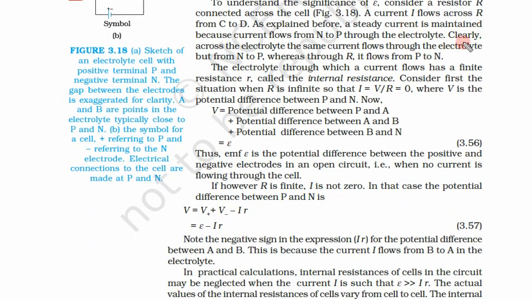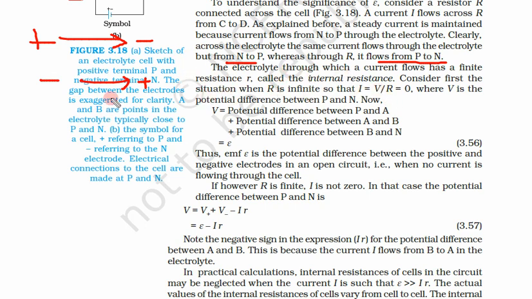Now clearly, across the electrodes the same current flows through the electrolyte, but from N to P, whereas through R it flows from P to N. Same thing: outside it is flowing from positive to negative, inside the battery it flows from negative to positive, the same amount of current.